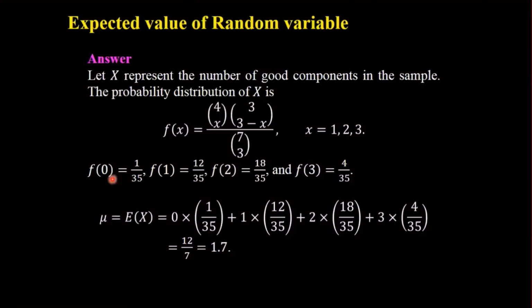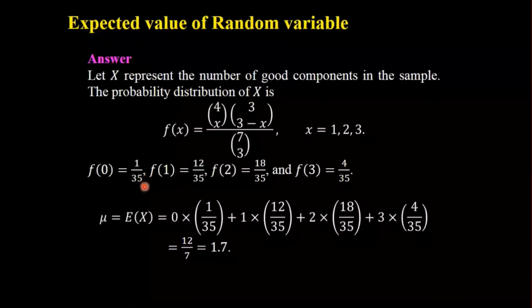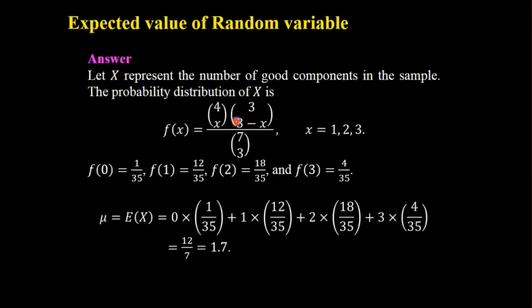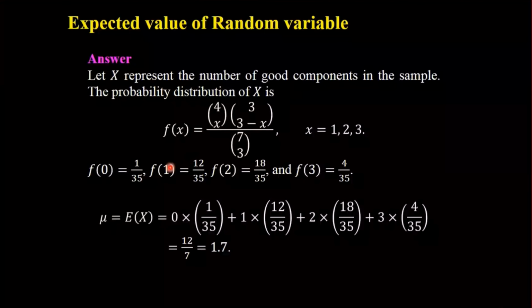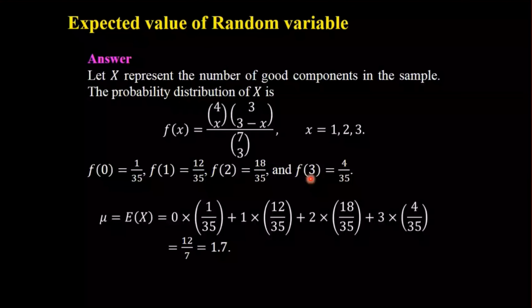So if x is 0, all defective, 1 by 35 you will get. You put it here and solve, and you will get these values: f of 1 will be 12 by 35, f of 2 will be 18 by 35, f of 3 will be 4 by 35. Now expectation, how to find?